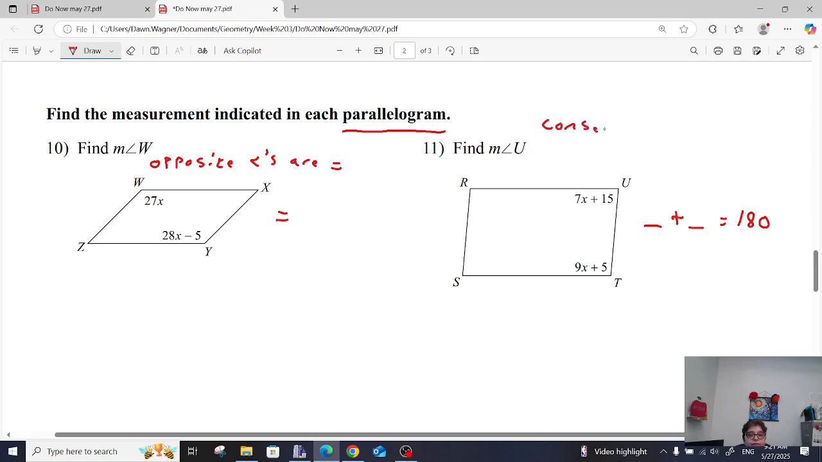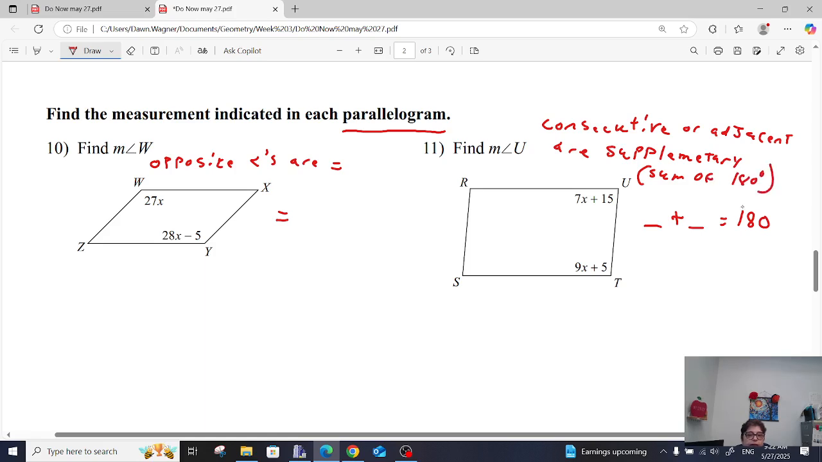Consecutive or adjacent, meaning they're next to each other, are supplementary, which means sum of 180 degrees, right?